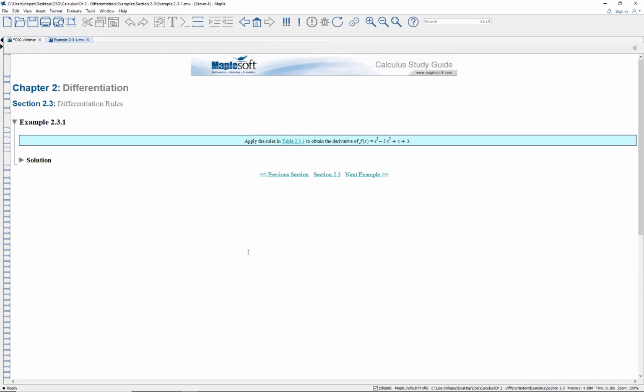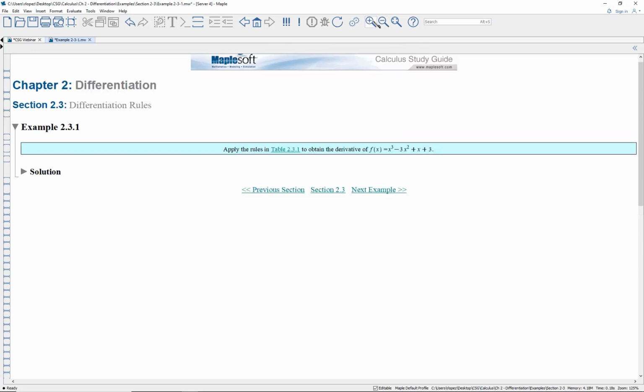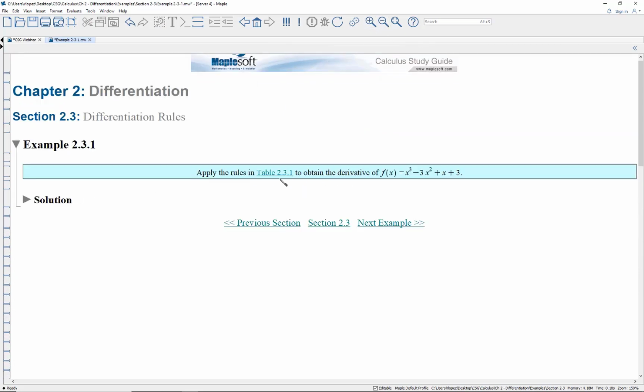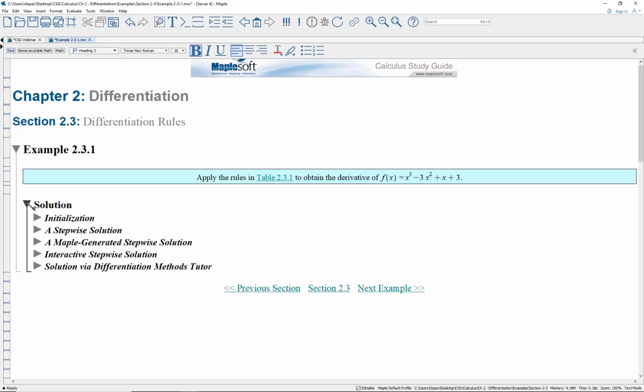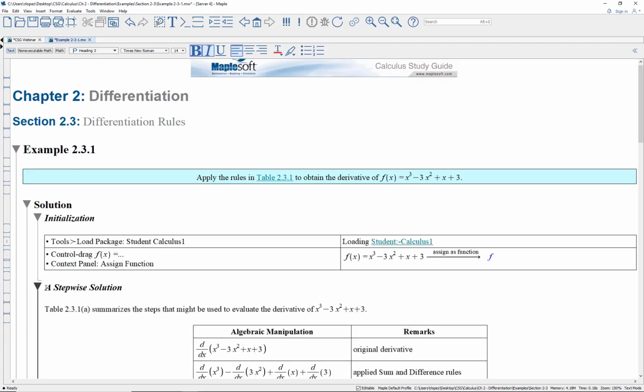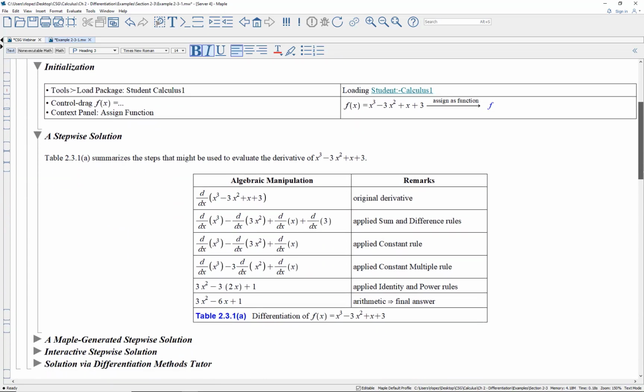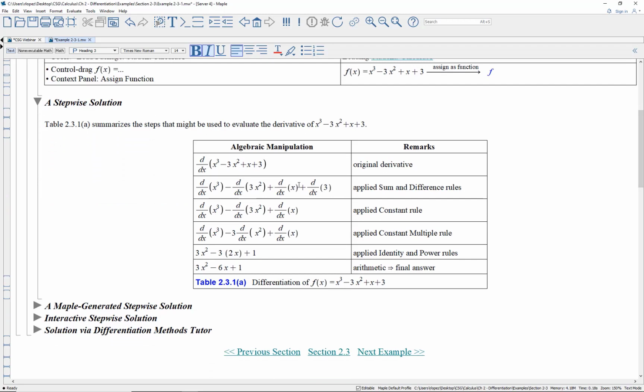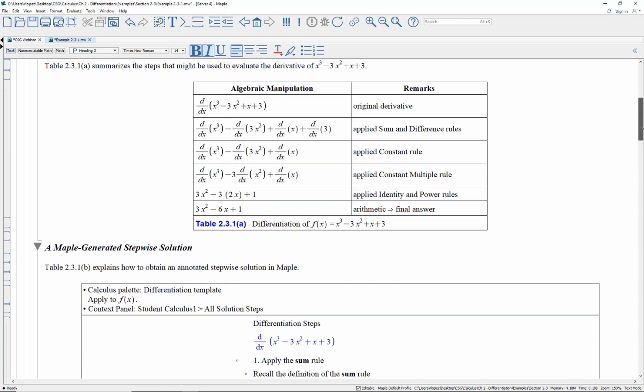Differentiation rules. Apply the rules to get the derivative of this function. Define the function, get a stepwise solution. Implement it as if you were working with pencil and paper. So what would be the rules? You would split it up into pluses and the minuses, pull out constant multipliers, use the power rule, do the appropriate algebra. Now Maple will generate this kind of a solution.